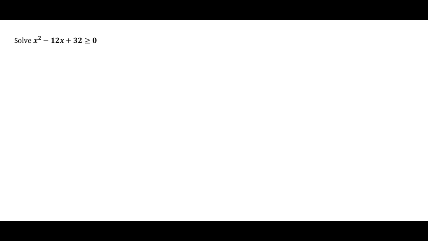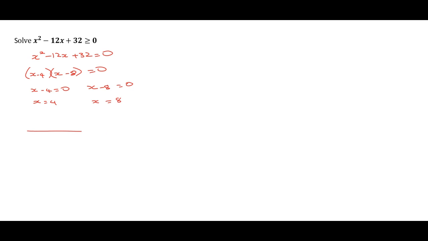Finally, let's take a look at this example. We're going to set x squared minus 12x plus 32 equal to 0. So we have x minus 4, x minus 8. So x minus 4 equal to 0, so x equal to 4. x minus 8 equal to 0, so x equal to 8. So we're going to plot our number line. We got 4 here, and we got 8.